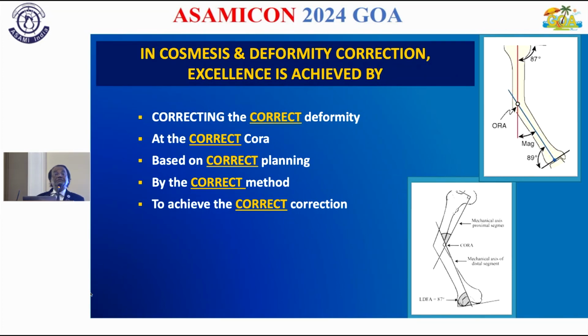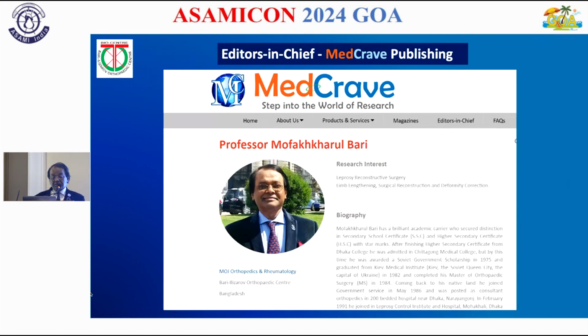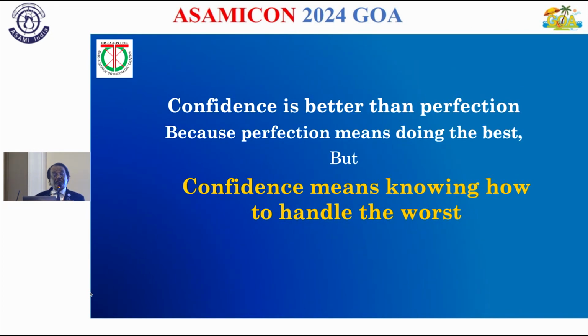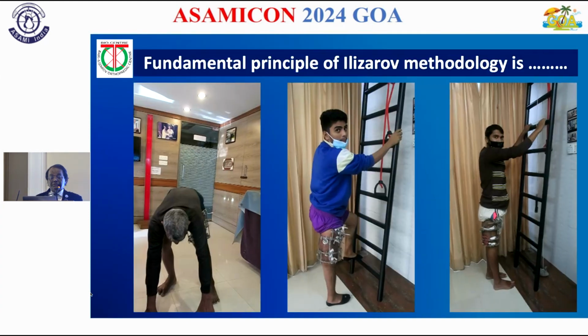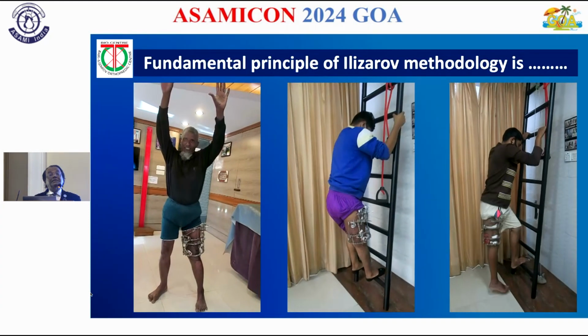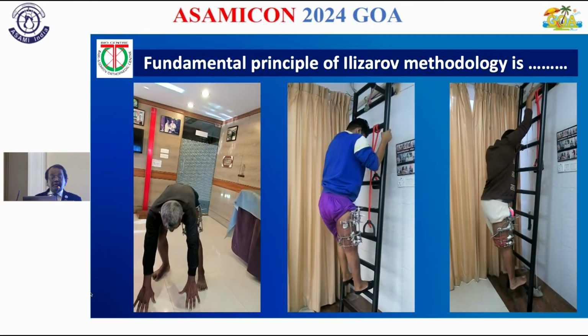So in cosmesis and deformity correction, it is correcting the correct deformity at the correct level based on correct planning and the correct method to achieve the correct corrections. So confidence is better than perfection, because perfection means doing the best, but confidence means how to handle the worst. So, dear friends, whenever you apply the Elizarov apparatus, you must have a very good rehabilitation center.